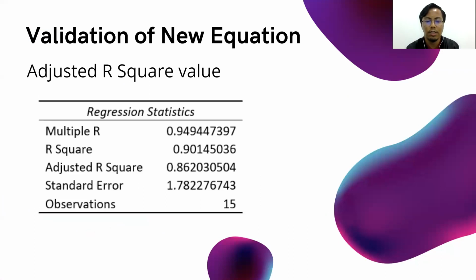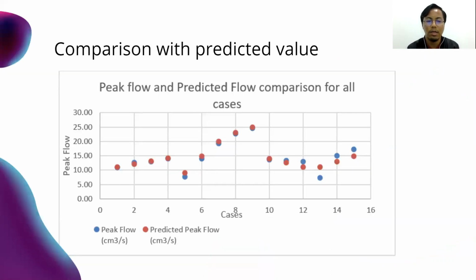To validate the new equation, we use several methods. The first one is the adjusted R square value. The adjusted R square value shown here is 0.86. This means that 86% of the estimations can be calculated by using the new equation. Second, we compare the predicted value with the actual value. We can see from the graph here that the predicted value and the actual value are quite similar. So this shows that the new equation is quite good.